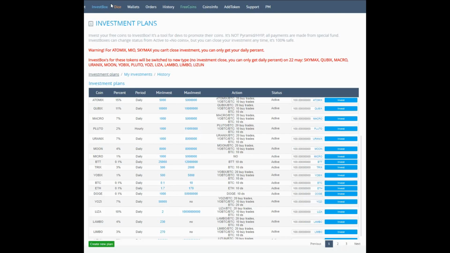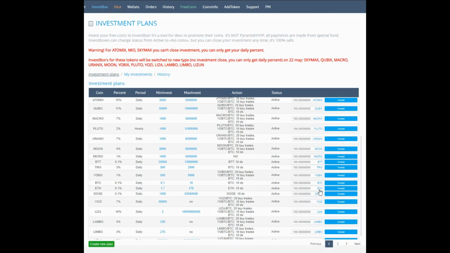You just go into the investment box, you go into the investment plans, and you have in here the Ethereum 0.1% daily, minimum of 1.7 Ethereum is needed to be invested, a maximum of 170, and you have to play 10 Ethereum dice games to be able to get your 0.1% every day. The same thing with Doge, 0.1% daily, 1,000 as minimum, this is the maximum, and you have to play 10 dice games with Doge coins to be able to get your reward.